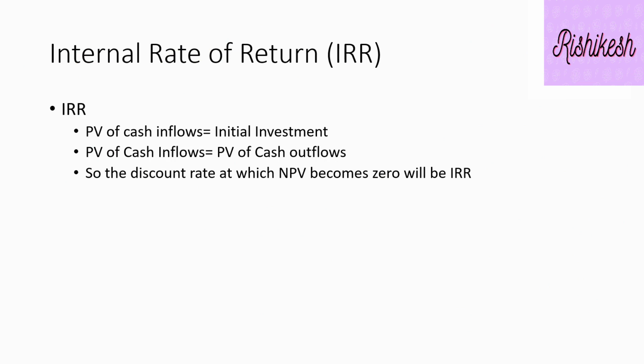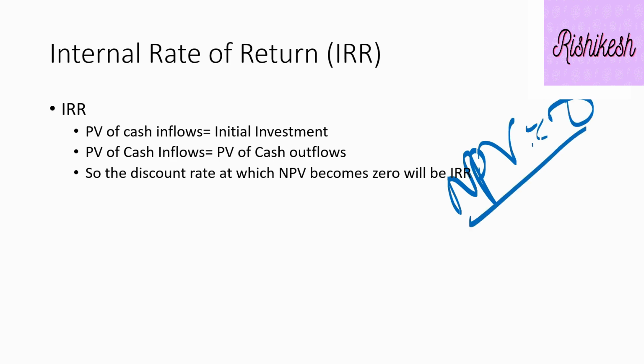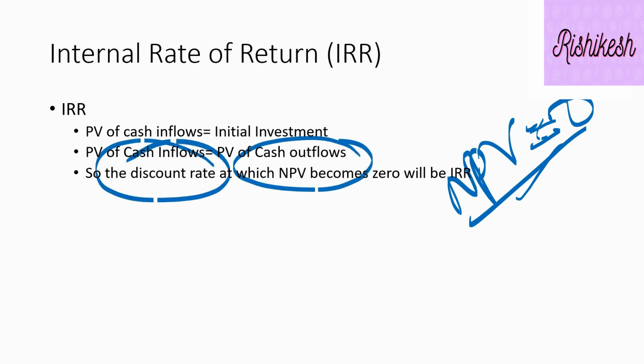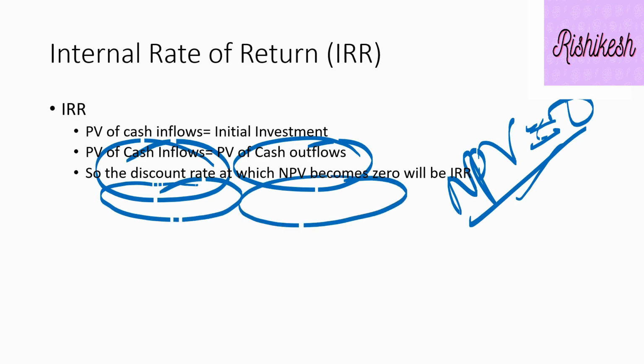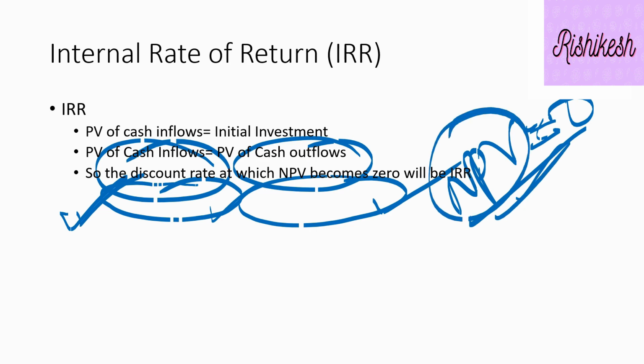Now, what does it mean actually? NPV becoming zero, what does it mean? This means that the net present value of all the cash flows becomes zero. Means the present value of all the cash inflows should be equal to the initial investment. Or you can also say it like present value of all the cash inflows is equal to present value of all the cash outflows. So the second seems to be more broad in its definition. That is, the present value of all the cash inflows becomes equal to present value of all the cash outflows. And once that happens, the NPV becomes zero. So the discount rate at which NPV becomes zero will be called IRR. IRR is nothing but internal rate of return.